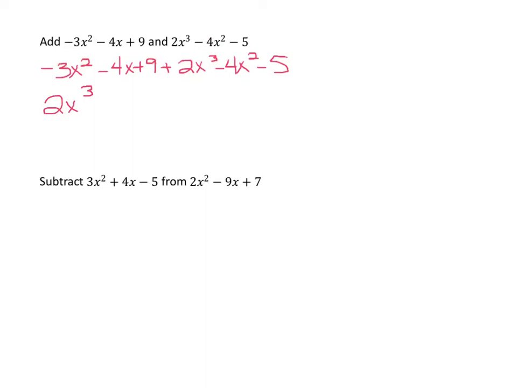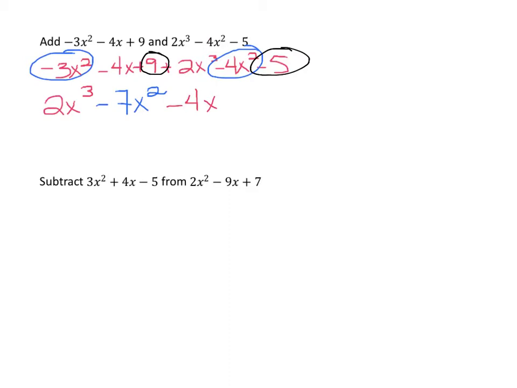Then when I look for my x squared terms, I have negative 3x squared and negative 4x squared, so that becomes negative 7x squared. Then if I look for my x only terms, that's this one, and there are no others, so I would write minus 4x. And then finally my constants. I have plus 9 and minus 5, so that's plus 4.